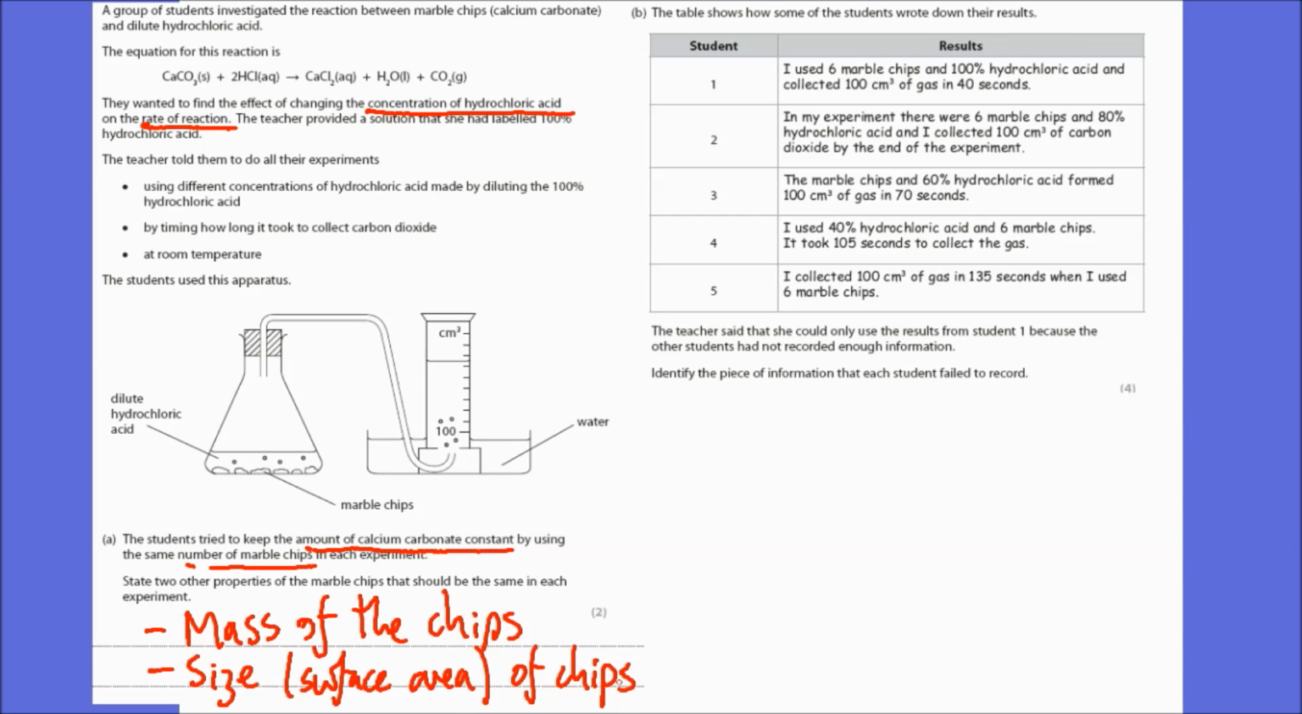Right, this is quite a tricky question because they've given you 5 students and they've asked you to identify pieces of information that each student failed to record. So read through students 2 to 5 and then identify what they haven't done correct. Okay, so student number 2 hasn't recorded the time.